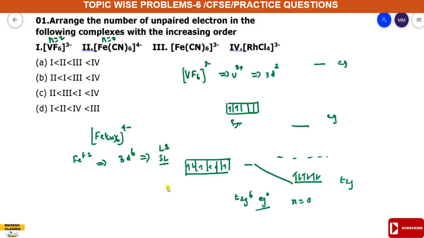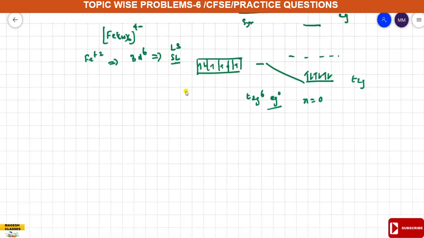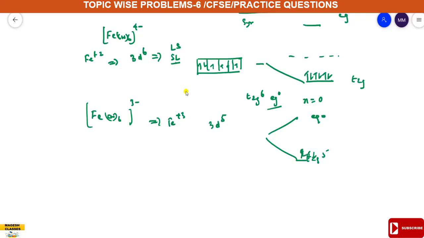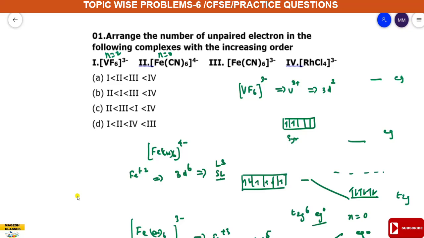The next one, [Fe(CN)6]3-. The oxidation state of the ion is Fe+3. It is a 3d5 system. It is a strong ligand. So it is t2g5, eg0 in the octahedral field. It is 1, 2, 3. The number of unpaired electrons is 1. In this case, n is equal to 1.